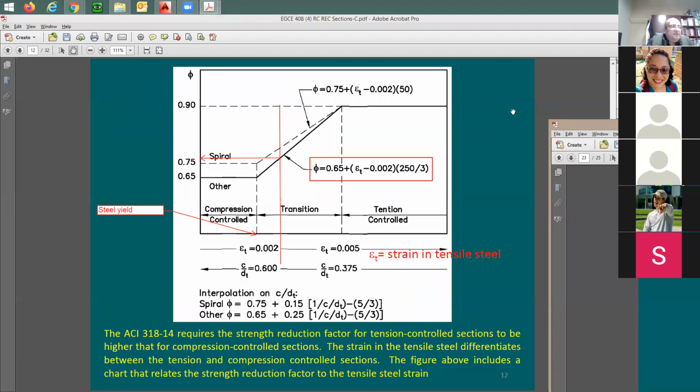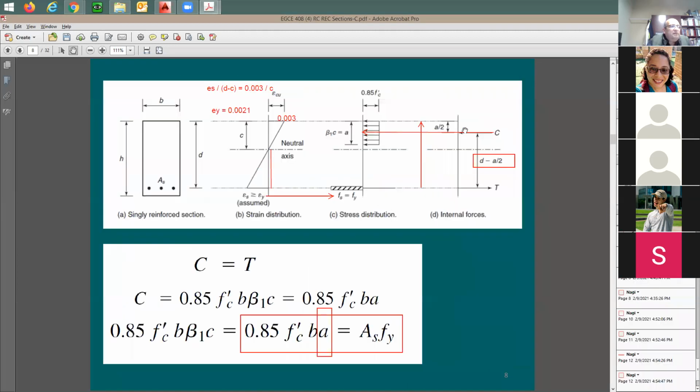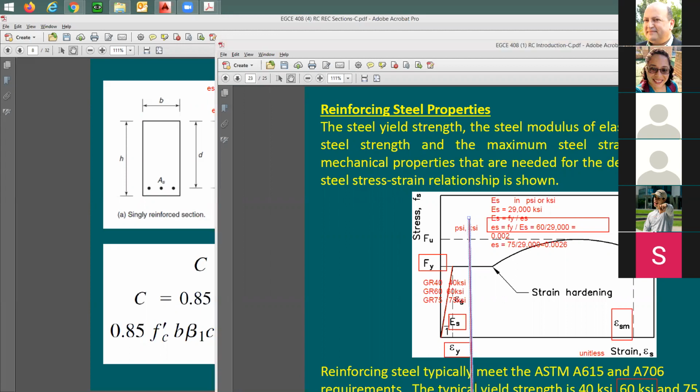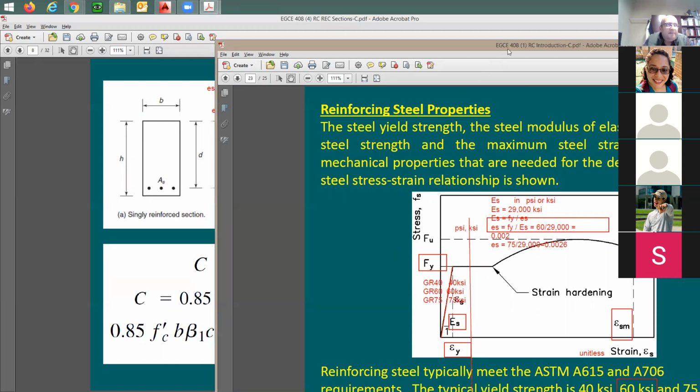Like in this case, I'm going to take you back here. We assume that the strain in the steel is higher than the yield point. The yield point is a fixed point, which is this point here, right? Yeah. So the yield strain and the yield stress are material properties. When you buy the material, you just do a test on it and you can come up with this point.